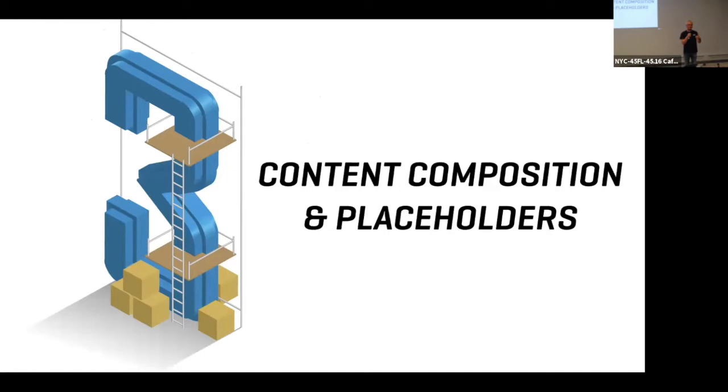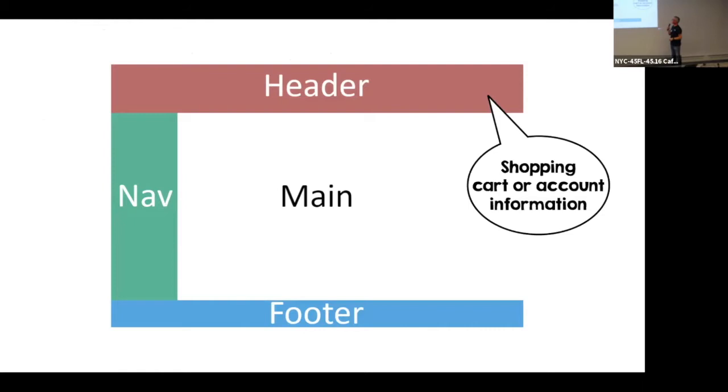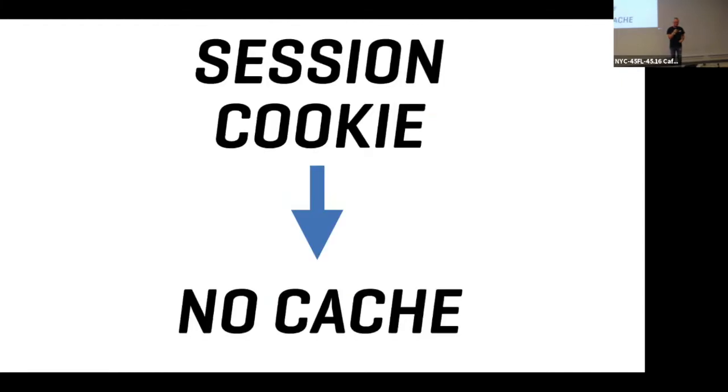Still with me? Number 3, content composition and placeholders. Imagine this very, very straightforward setup where you have a header, footer, navigation, and main page. Now, imagine there's shopping cart information or account information. Welcome, Thijs, or you have 3 items in shopping cart. This is not really cacheable, is it? Right? This is one of the major challenges that e-commerce platforms have. Because as soon as there's a session cookie in play, you won't have any cache.